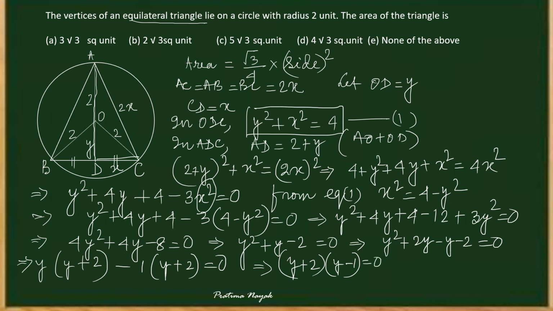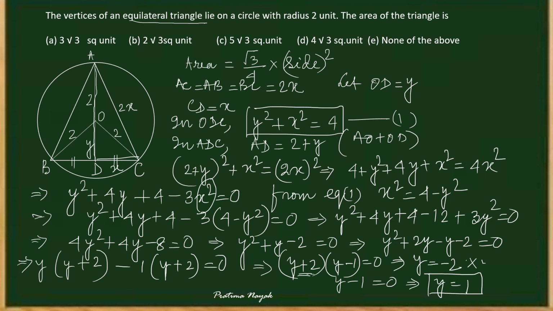So here there are two values of y. One is y plus 2 is 0, y is negative 2. This is not possible, I'm not taking the value. y minus 1 is 0, I am taking y is equal to 1. So y is equal to 1.